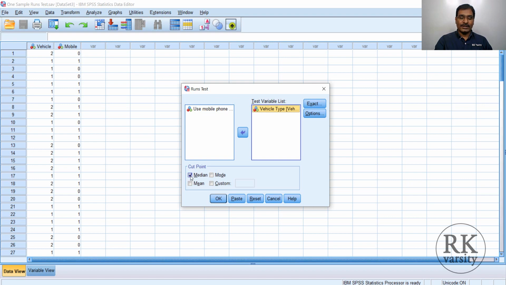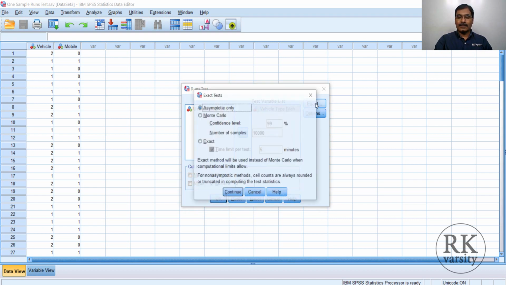The cutoff point is not required because your observations are 2, 1. As they are dichotomous, we exclude this one, uncheck the median. Then you have to choose the custom. As your observations are dichotomous, instead of a 0 and 1, you are given a 1 and 2. So here you have to enter the highest value among these two. So 1 and 2, highest value is a 2. So you enter the custom value as a 2.